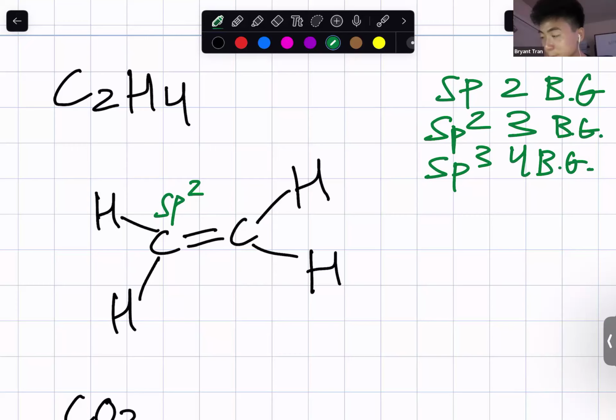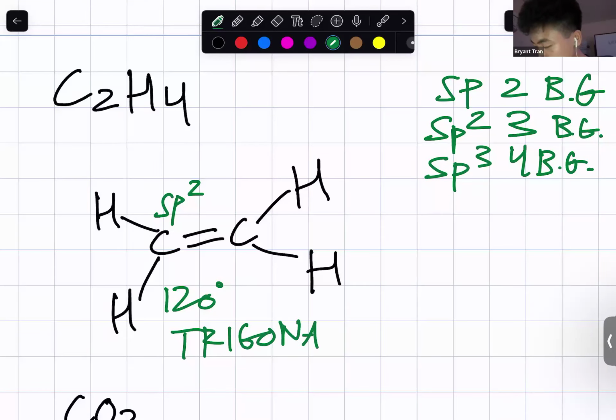109.5 would be tetrahedral for an sp3 carbon, right? So this right here would be 120 degrees apart. And the geometric shape of a 120-degree molecule is trigonal planar.